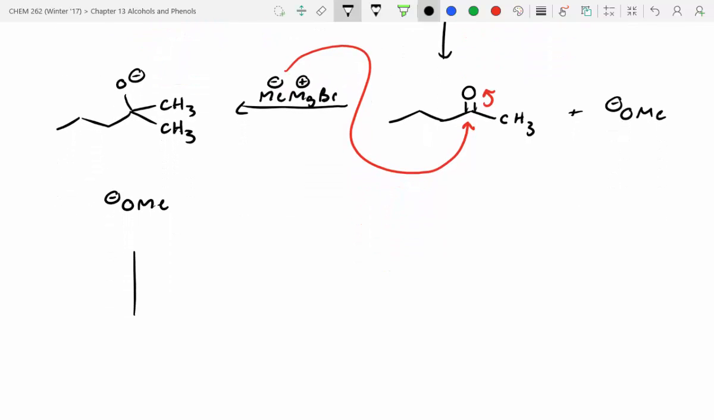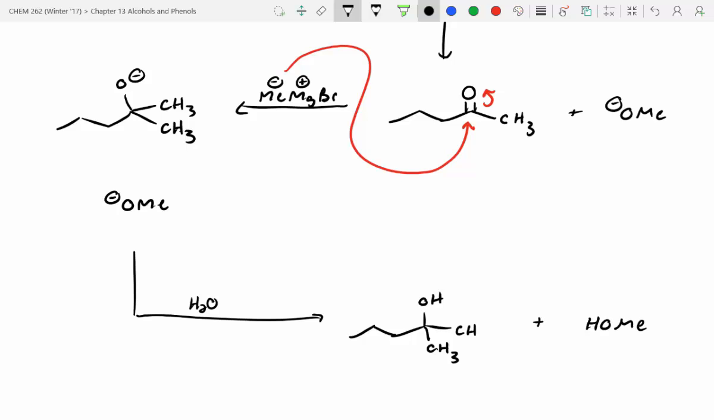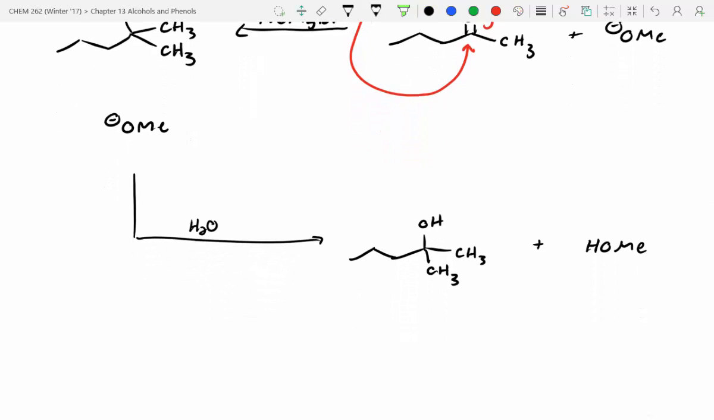And at this step, we can add in water. And water, we know, will protonate both of these. So we would end up with our alcohol plus our methanol. What would the name of the larger alcohol be? 2-pentanol. So let's go ahead and number this. 2-methyl pentanol.